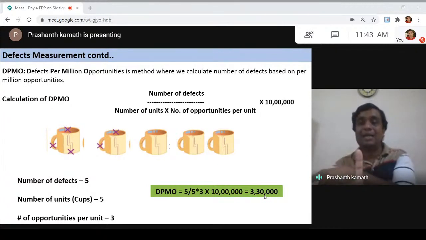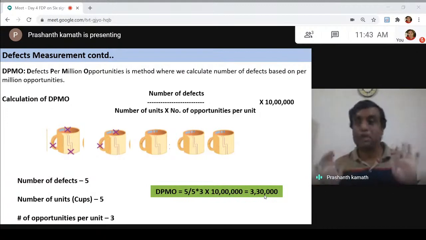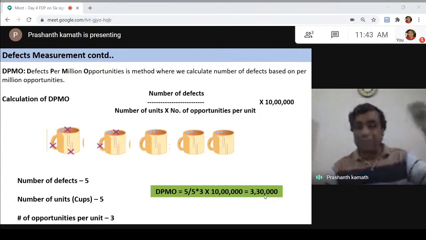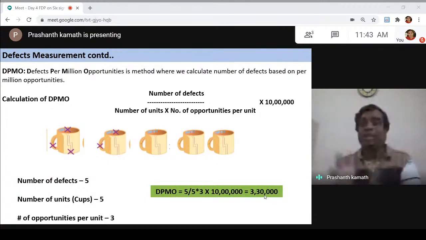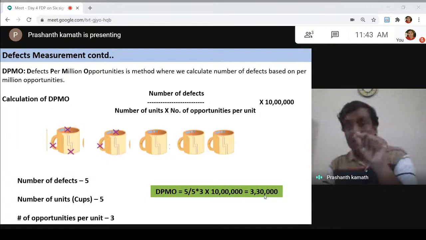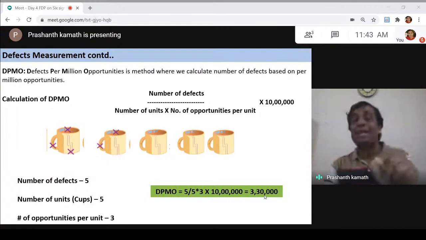If it is more than 1 lakh, there is something wrong with our process. Something is happening. Either people are not paying attention while making cups, or the machine is not working properly, or the raw material that we put to make cups is incorrect, or there is some power fluctuation which is causing the machine to behave in a weird manner. Something is wrong. We don't know. But to know whether there is something going wrong or not, what is my indicator? The DPMO score.